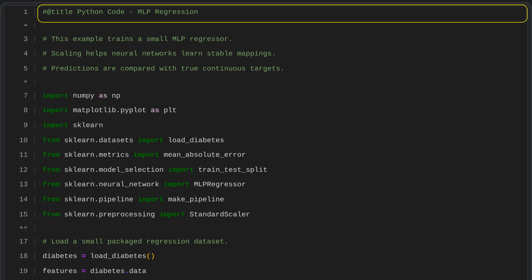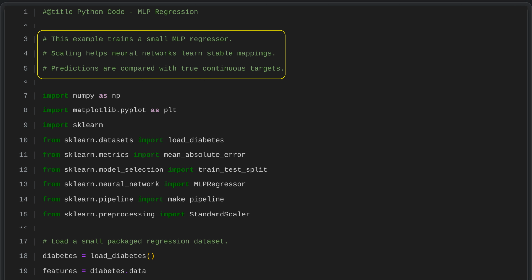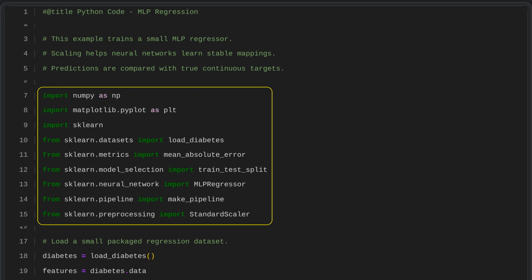Python code, MLP, regression. This example trains a small multi-layer perceptron regressor to predict continuous values. Scaling the data helps the neural network learn more stable mappings, and its predictions are evaluated by comparing them with the true target values. This setup imports the main tools needed to build and evaluate a regression model.